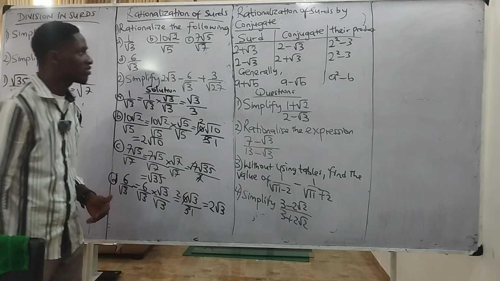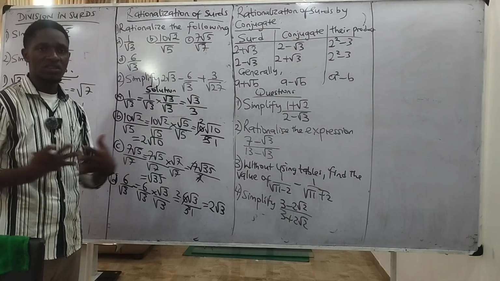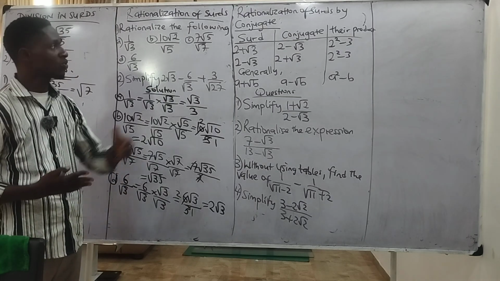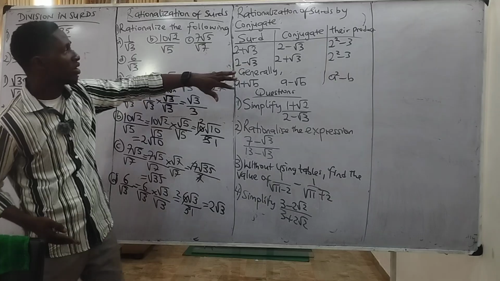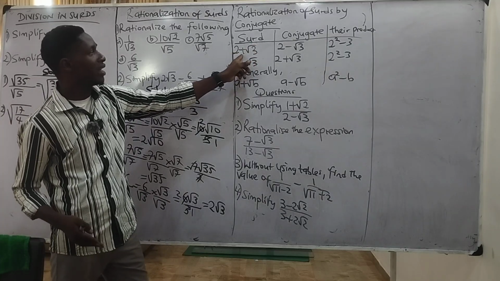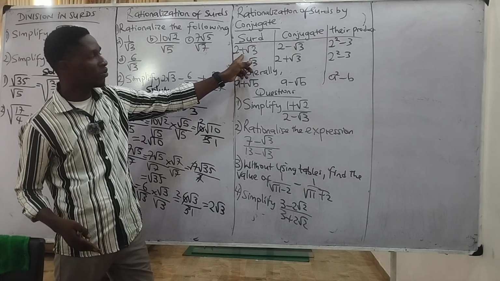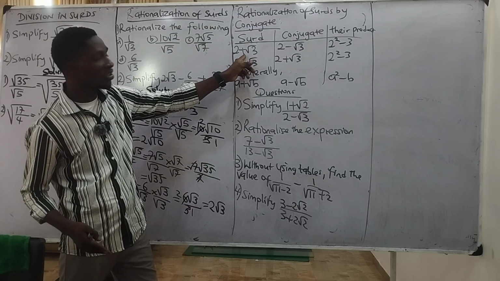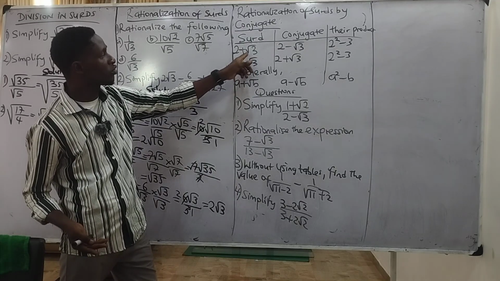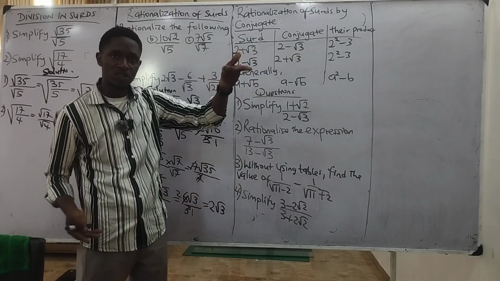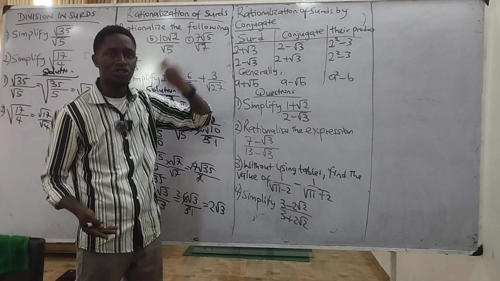But in a case that we have more than one term at the denominator, that is what is called the conjugate. For example, we have a surd at this denominator. If this kind of number or surd is at the denominator, we have 2 plus root 3. You use the conjugate to multiply the numerator and denominator.